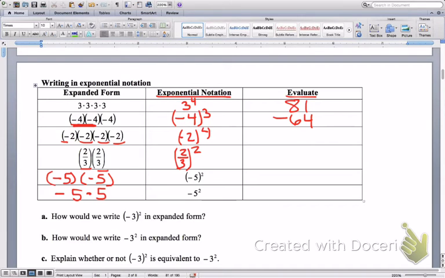Next one we have 1, 2, 3, 4 negatives. Every 2 negatives makes a positive. That means our answer is positive. 2 times 2 is 4, 2 times 2 is another 4, and 4 times 4 is 16.